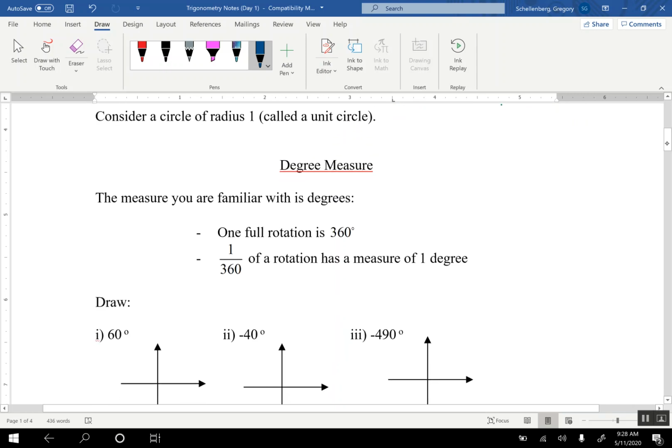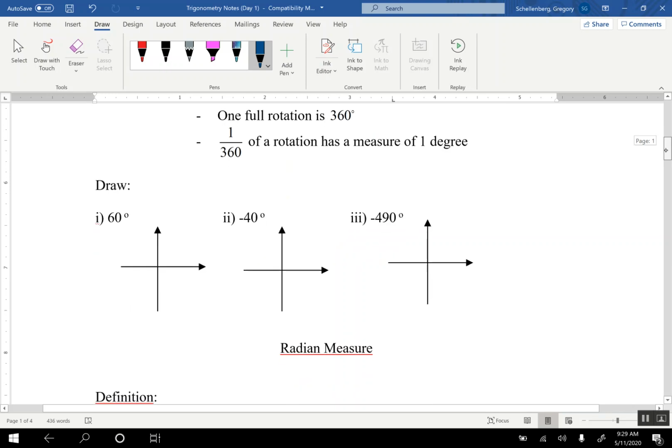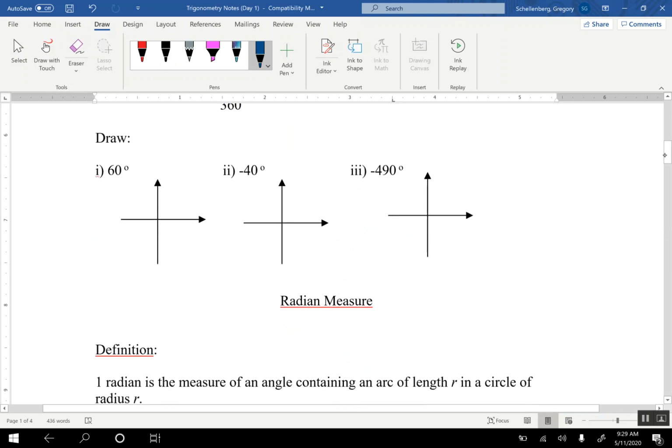So degree measure. The measure you are familiar with is degrees. So one full rotation is 360 degrees, and 1/360th of a rotation has a measure of 1 degree. Okay, so we're going to start by drawing these different angles, and we'll make sure that we're drawing all of them in standard position. Okay, so we'll start with a 60-degree angle.